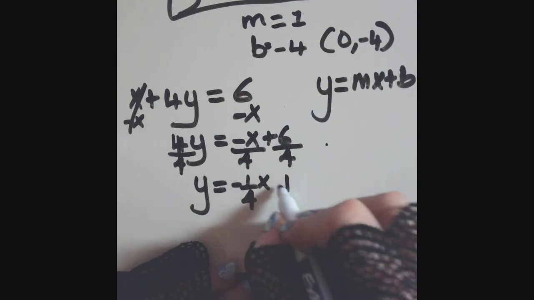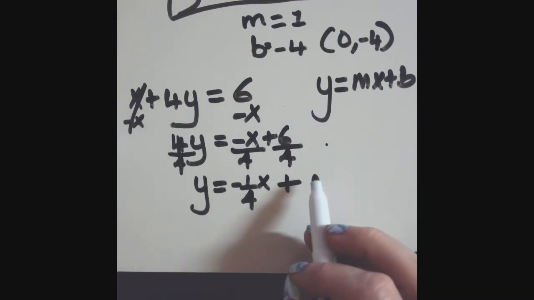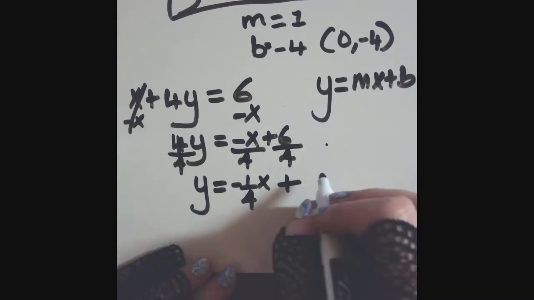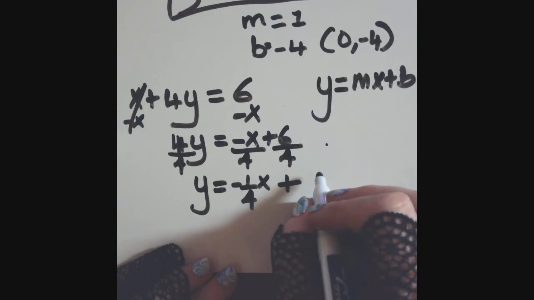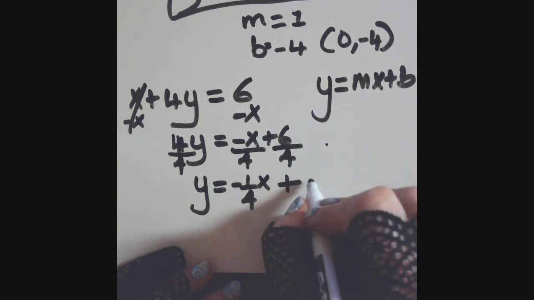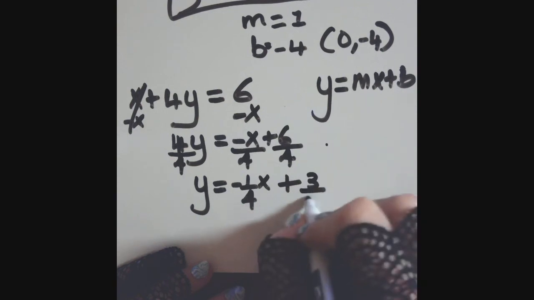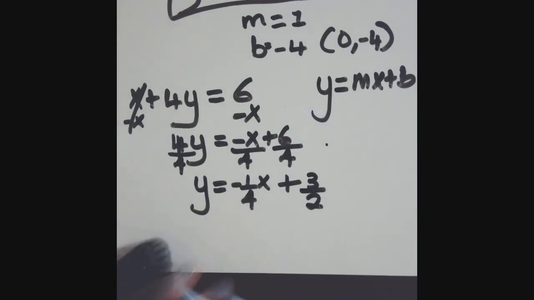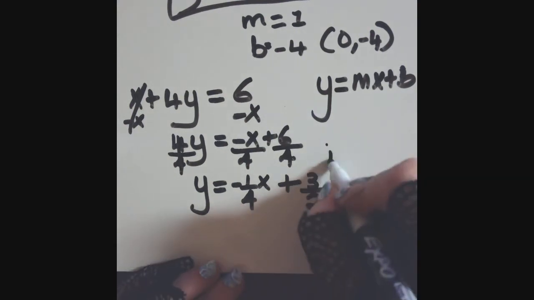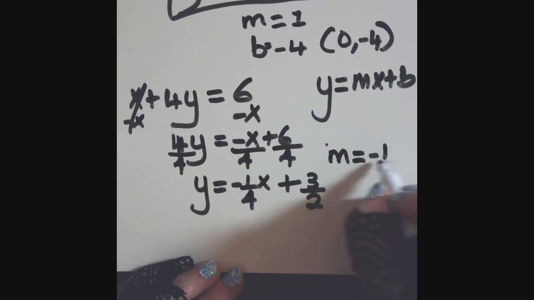Plus the b is 6 over 4, and we don't leave it as 6 over 4 because it can simplify. We can divide it by 2, so it would be 3 over 2. So here you can see that we don't have a nice integer, we have a fraction for both, and that's fine. So the slope is negative 1/4.